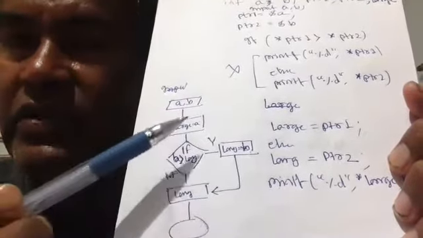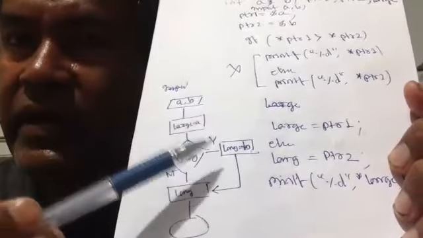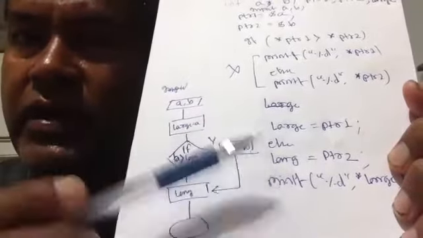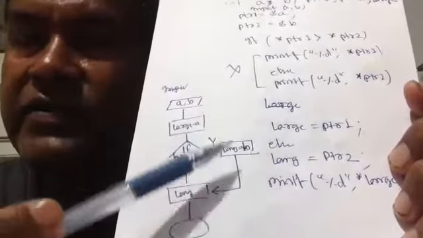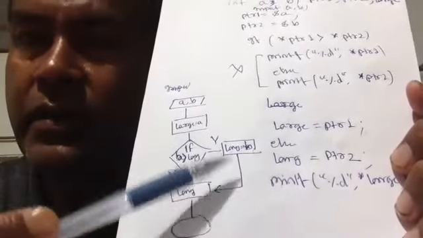Now, if I ask you to go for 3 numbers, find the greater, I'm not using pointers over here. If I ask you to find the greater among 3 numbers, then what happens?